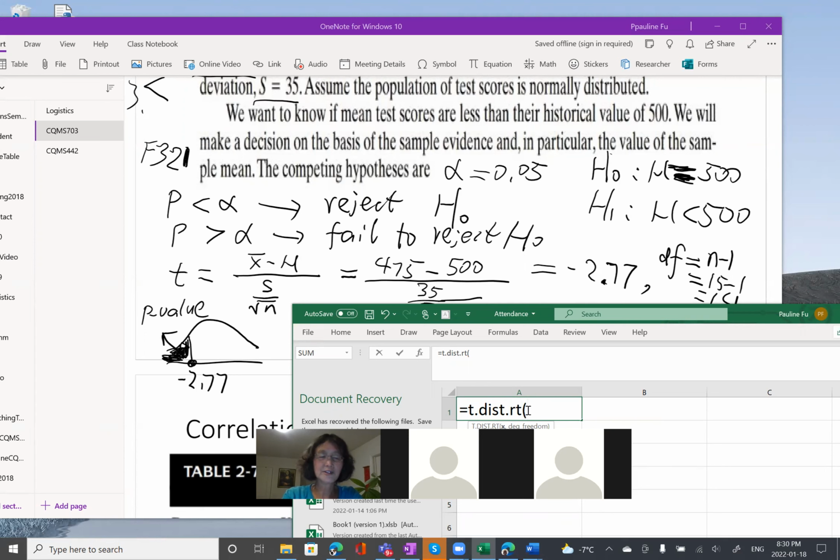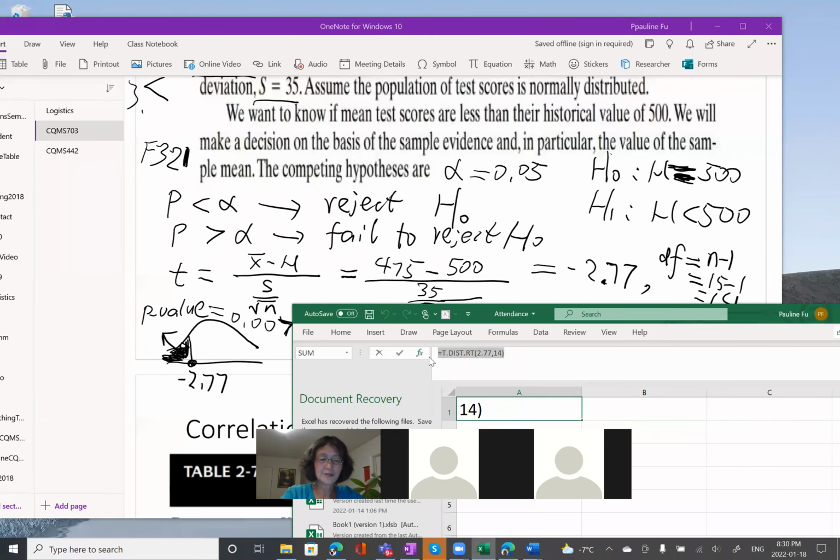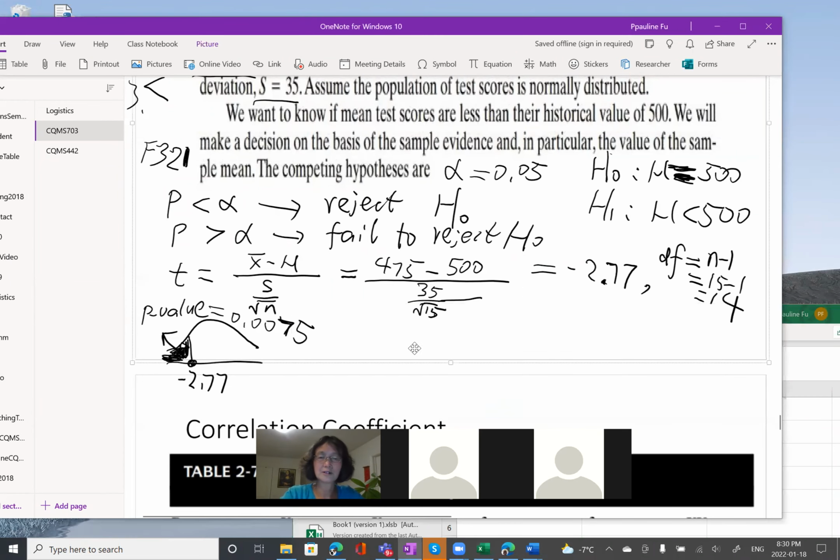And then X is the test statistic. Because I choose RT, I must provide a positive number. And then the degrees of freedom is 14. Okay. And this gives me exactly the p-value, 0.0075. This 0.0075 is the answer for the p-value. I get this p-value because I use this formula, Control C, Control V.